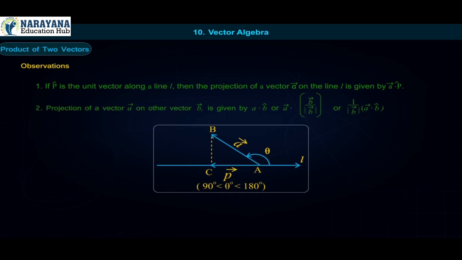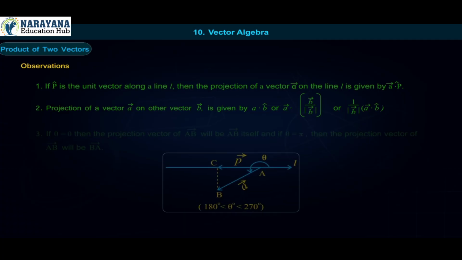Number 2. Projection of a vector A on another vector B is given by vector A into B cap, or vector A into vector B upon modulus of vector B, or 1 upon modulus of vector B into vector A into B cap. Number 3.